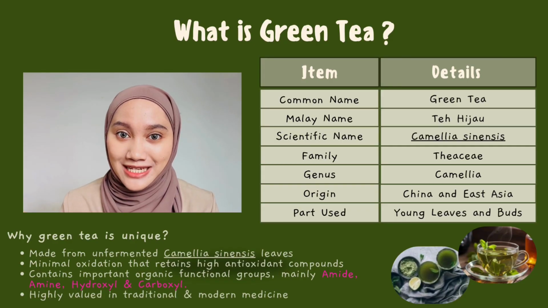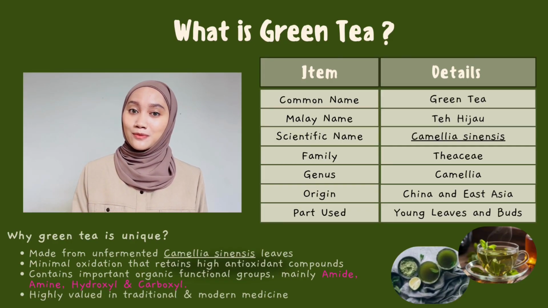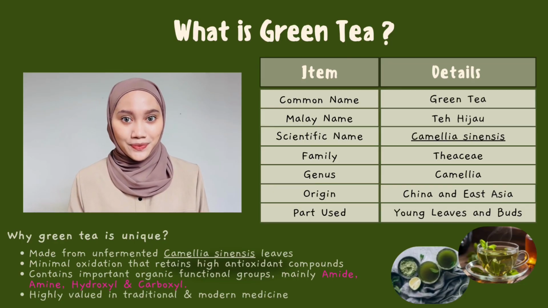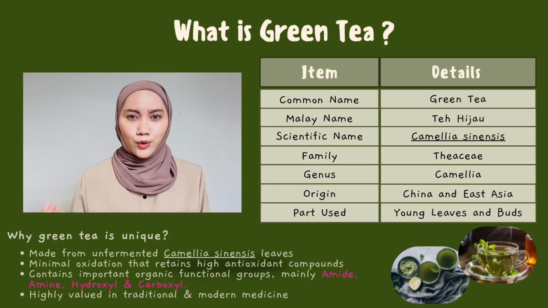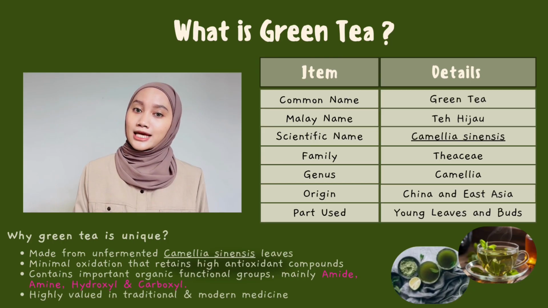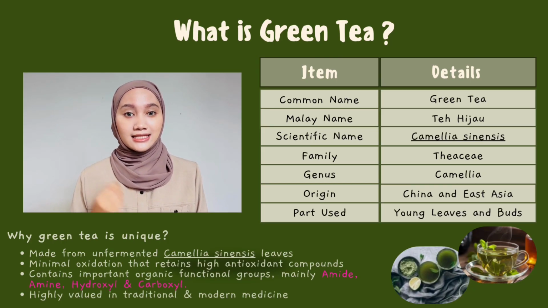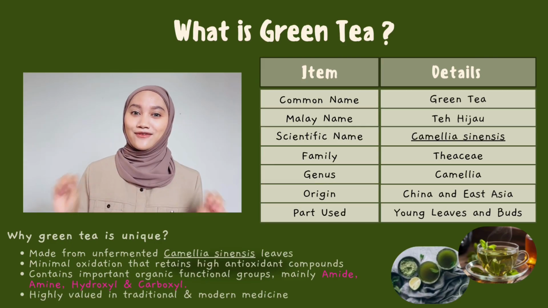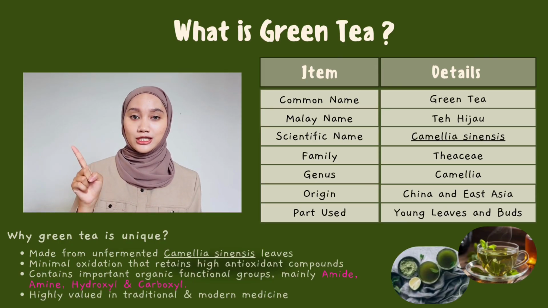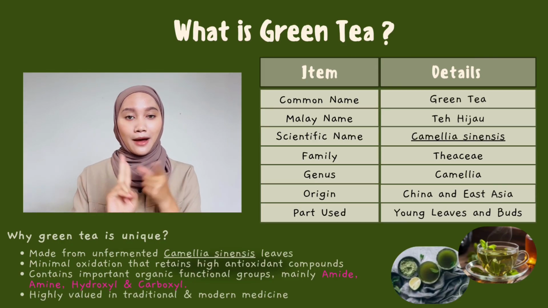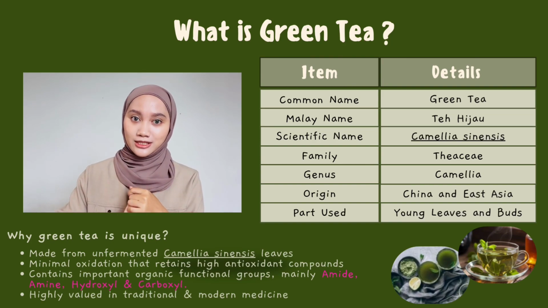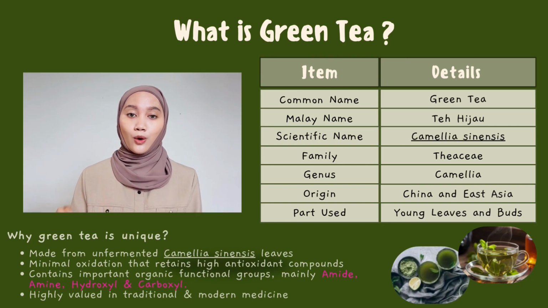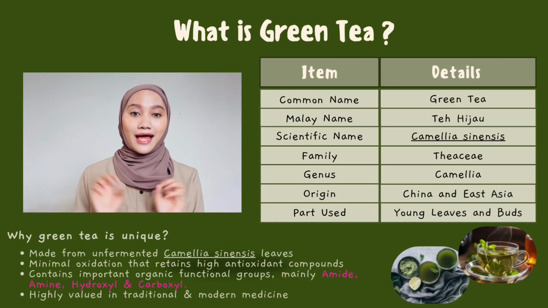So, what makes green tea special? It's all about minimal processing. Unlike black tea, it's unfermented, which means no oxidation. That's why it retains high antioxidant compounds, which is super important for our health. From a chemistry point of view, it contains several bioactive compounds with functional groups such as amide, amine, hydroxyl and also carboxyl, and these functional groups are what give green tea its amazing health benefits.